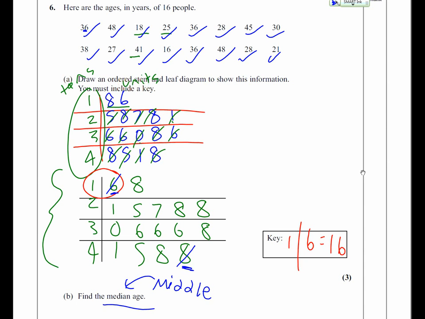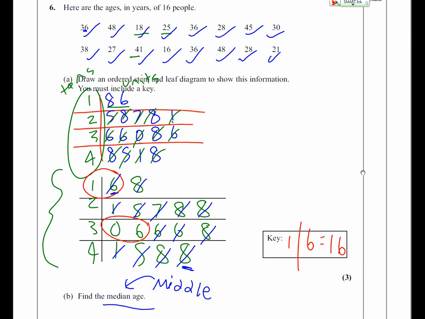By the way, don't cross out your work too much because it has to be marked. So counting up, counting down, counting up, counting down, and so on, and we're left with 2.